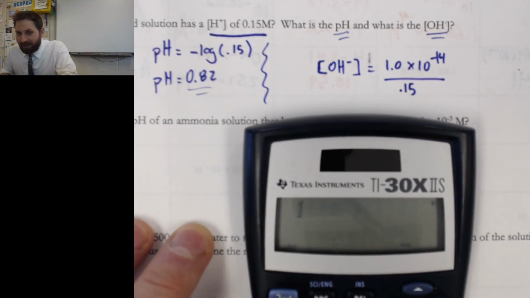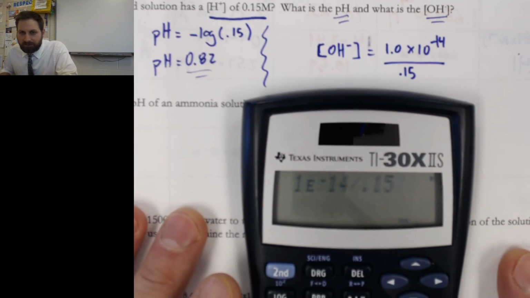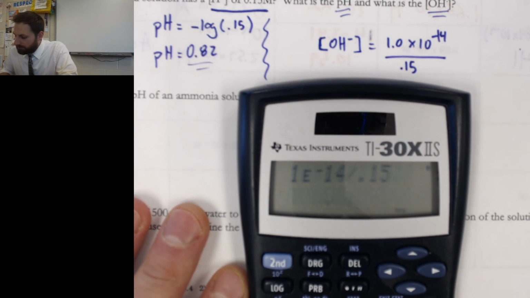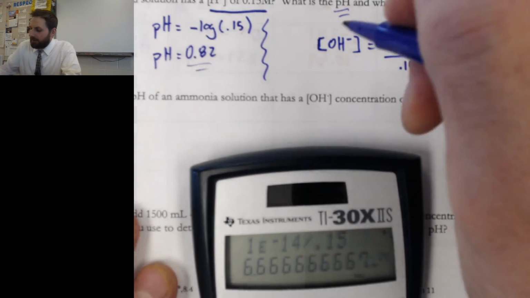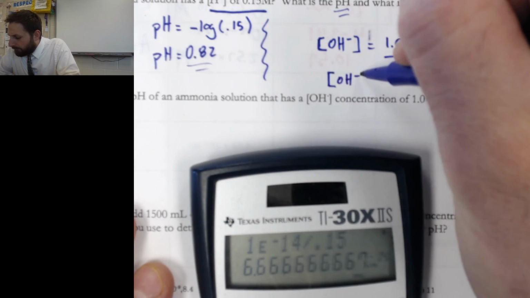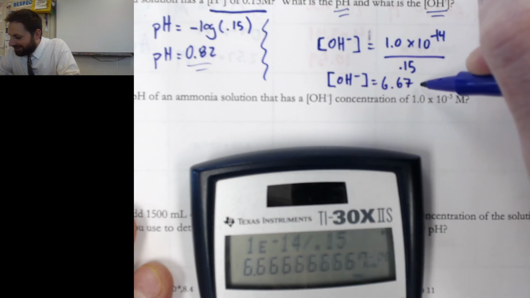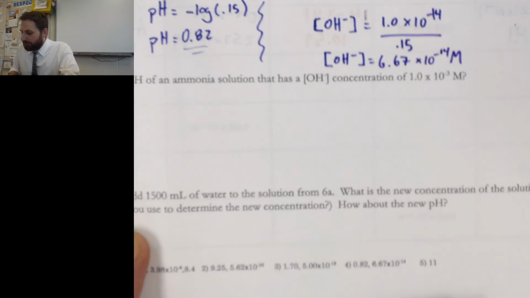It's scary. I'm going to use the E button because when I use the E button, it automatically puts things in parentheses for me, and I'm using technology the way technology should be used. I hit enter. Oh, I never like writing that number down, but I will. 6.67 times 10 to the negative 14, and that is molarity. Wait, was that the right answer? Oh yeah, look at that.